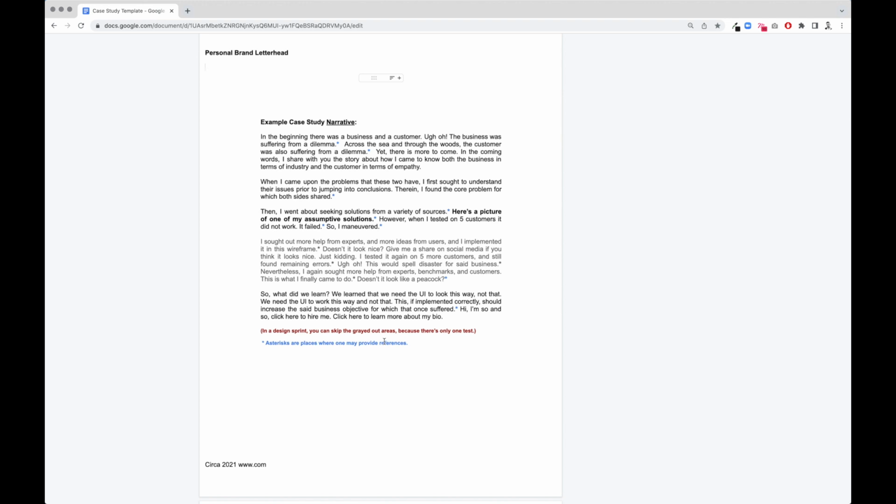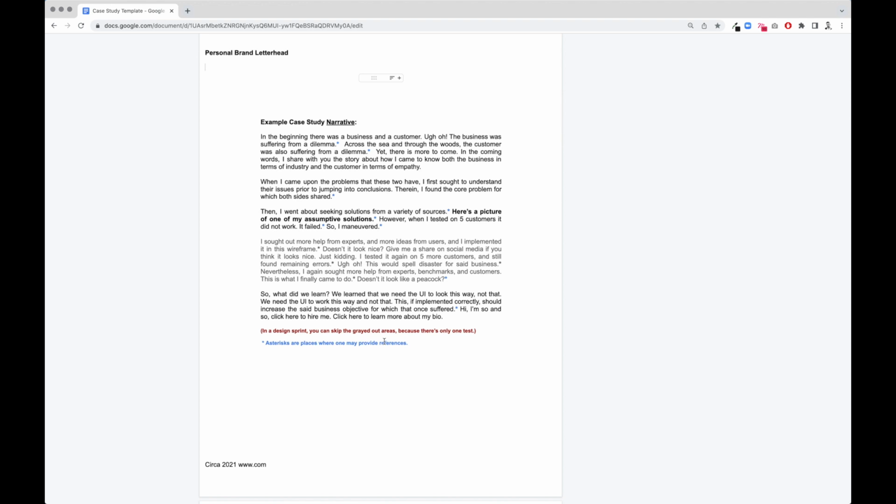When I came upon the problems that these two have, I first sought to understand their issues prior to jumping into solutioneering conclusions. Therein, I found the core problem for both sides, which they share. Here I'm showing that user problem and the business goal overlap. And then I'll pivot to, then I went about seeking solutions from a variety of sources. This is where we pivot to solution research, and we maybe look at competitors or a lightning demo or inspiration.